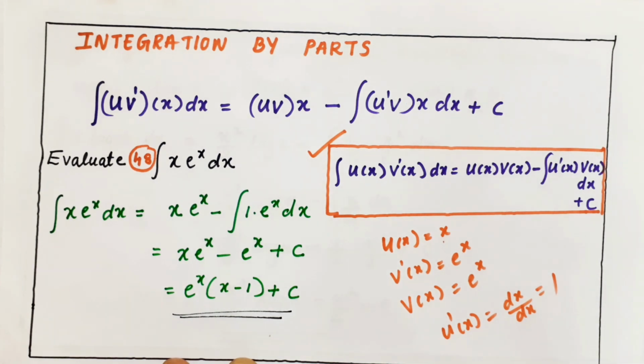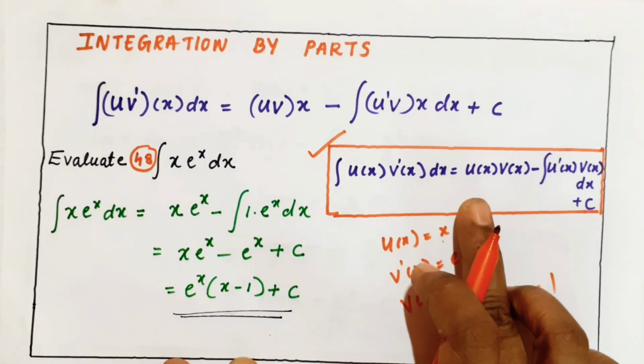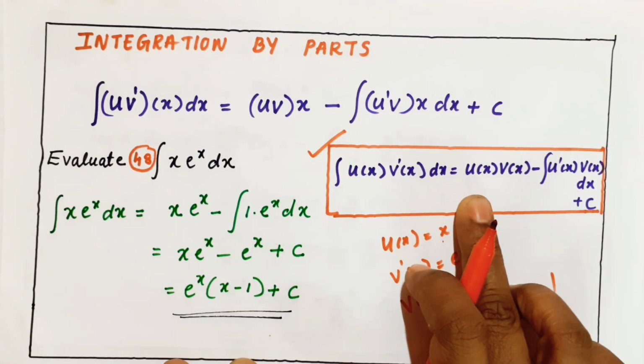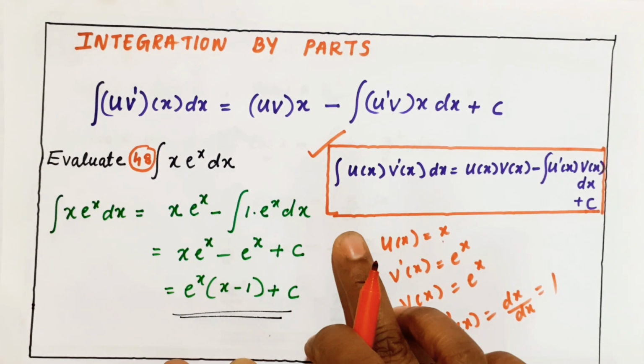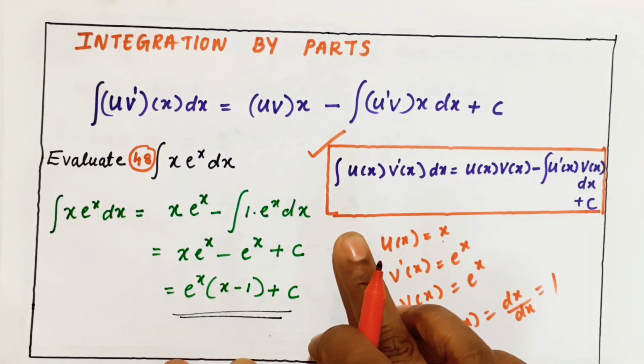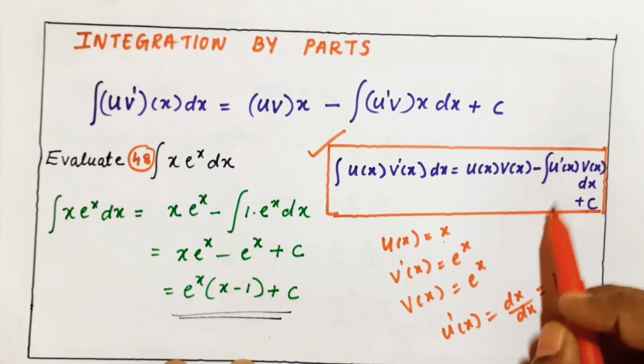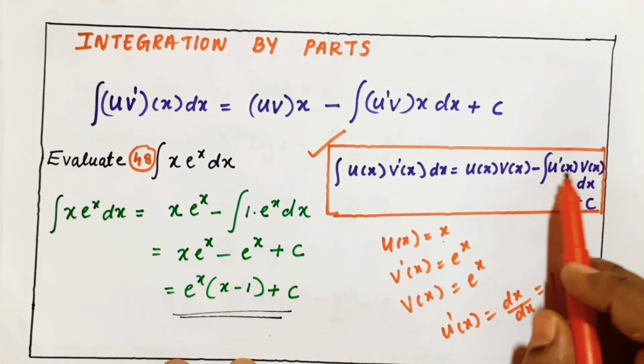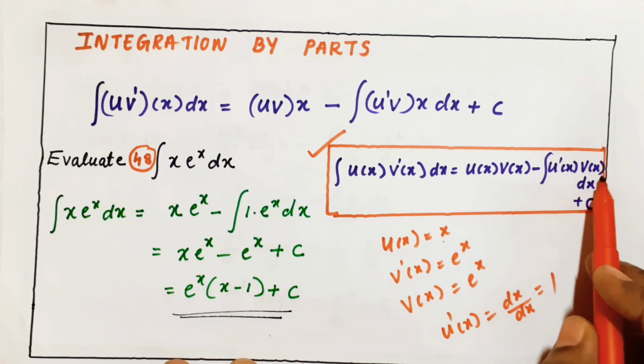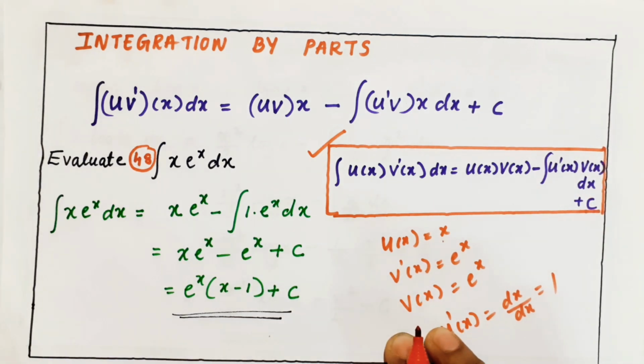Nothing is there. It's simple integration we are doing. But the problem is you have to remember this formula. So what is the integration formula? You see, integral of u of x v dash x dx equals u of x v of x minus integral of u dash x v of x dx plus c.